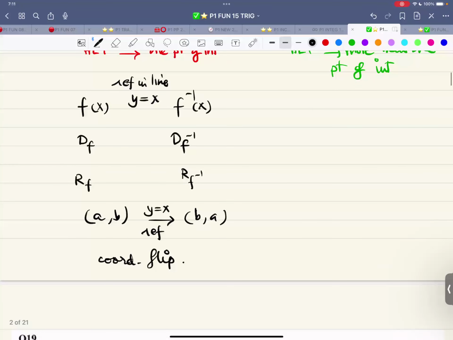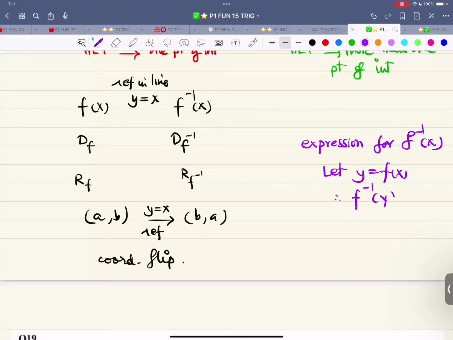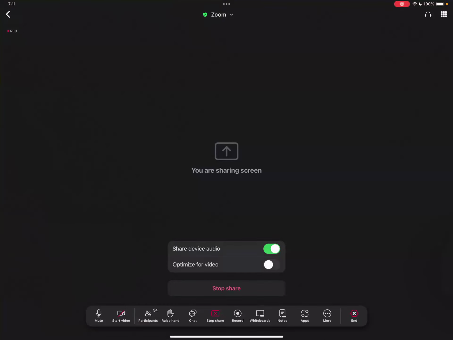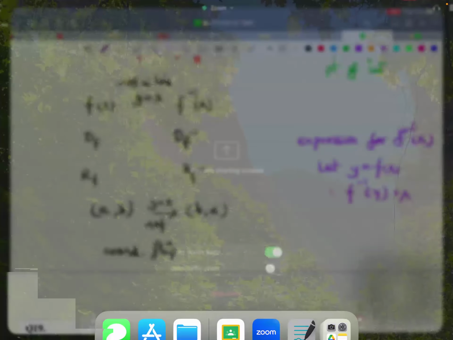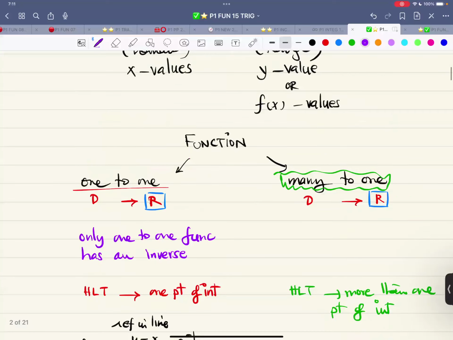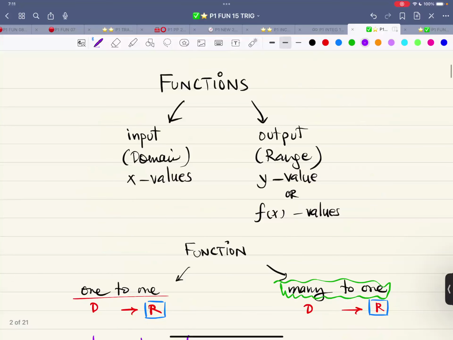And there is a process of finding the expression for f inverse, which you have done in basic maths. And of course, you are doing it now. Expression for f inverse of x: let y equals f(x). Therefore, f inverse of y equals x. Let me just check one thing. Okay, all good, all clear. So now this is the process through which the inverse expression will be found. So these are a few of the things. Just have a good look at it.